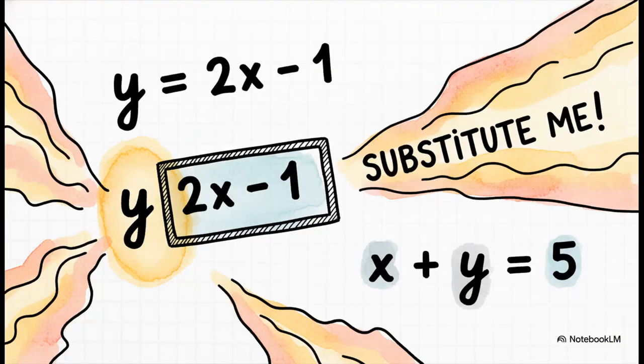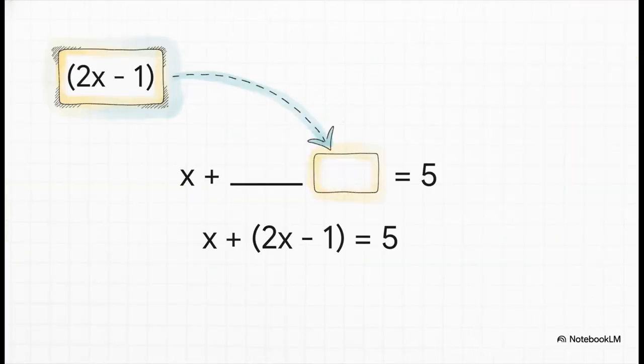Okay, check out this system. The first equation is practically screaming at us: use substitution. See how the y is already all by itself? The equation is literally telling us that y is the exact same thing as 2x minus 1. So we do what it says. We take that 2x minus 1 and we substitute it in for the y in the second equation.